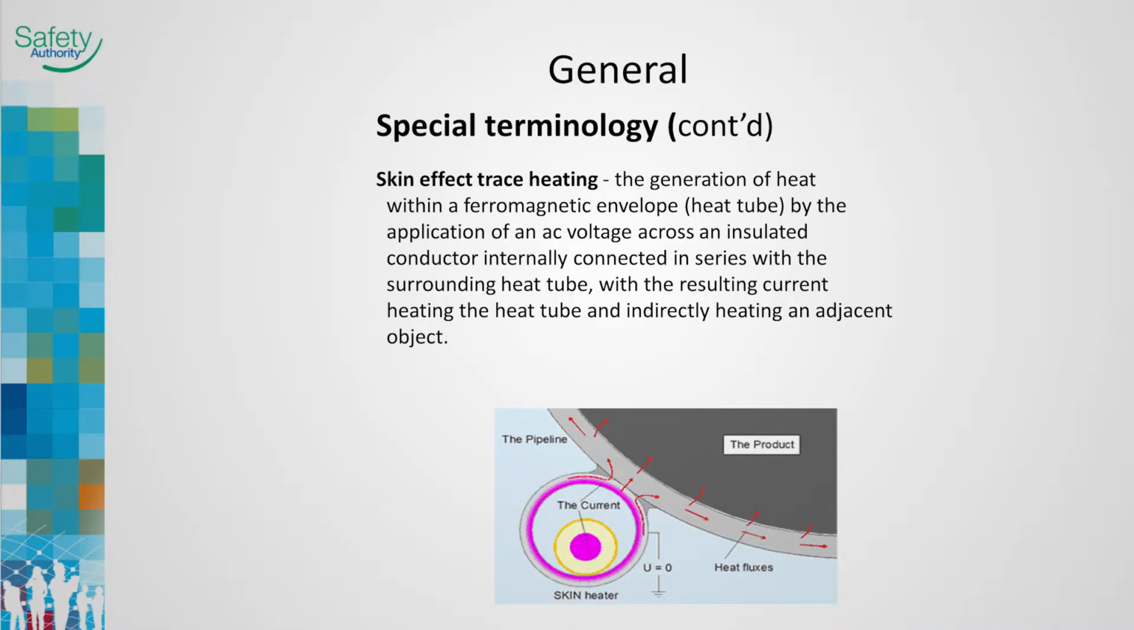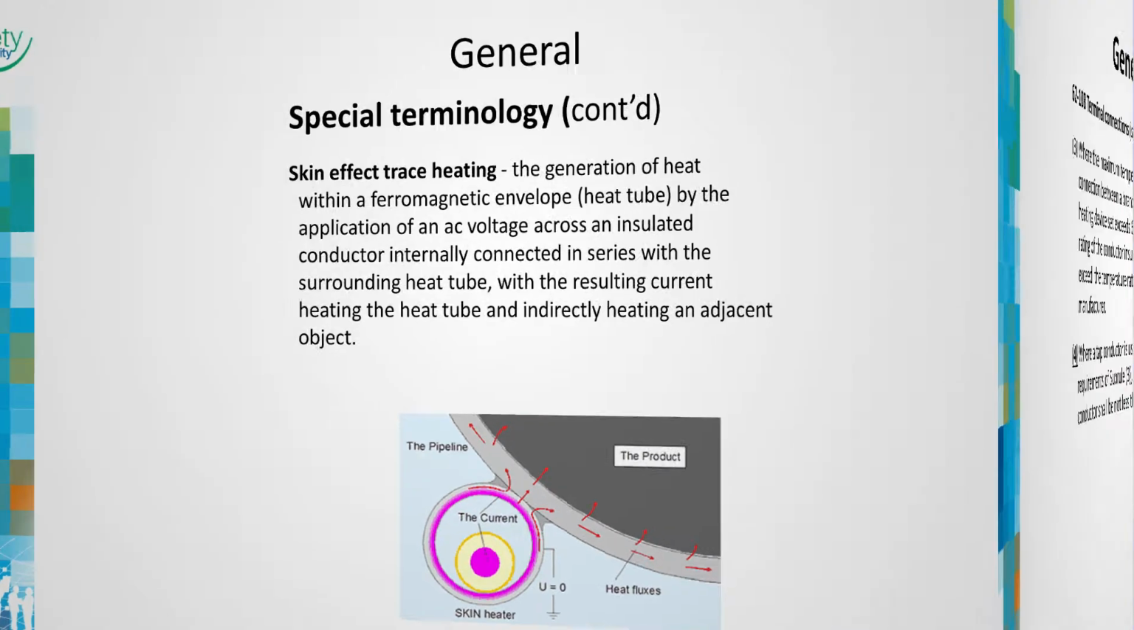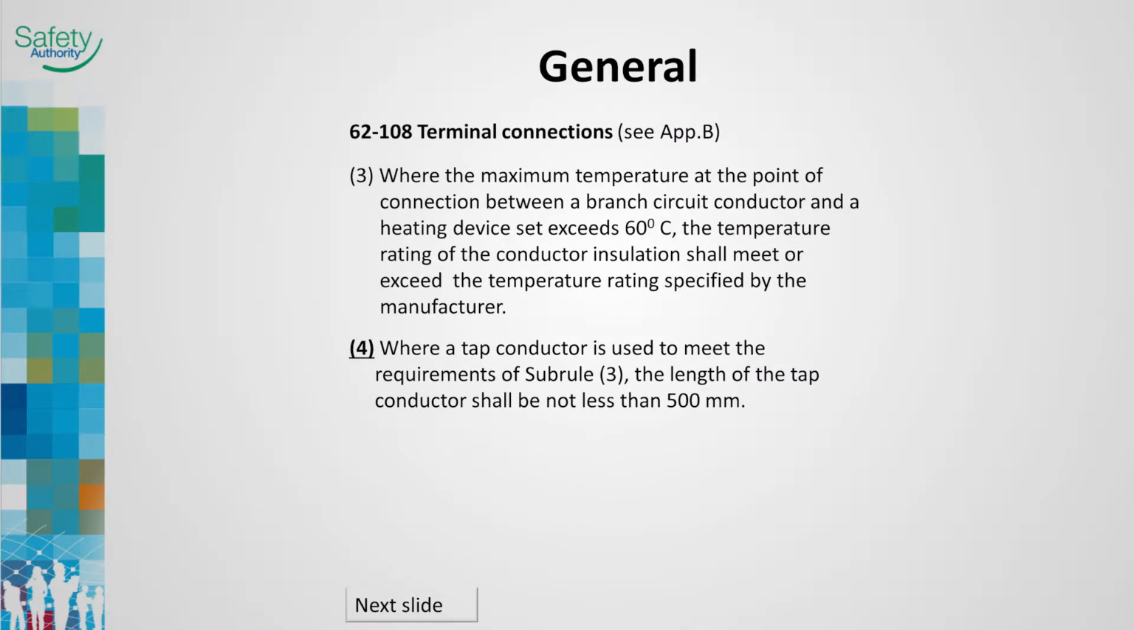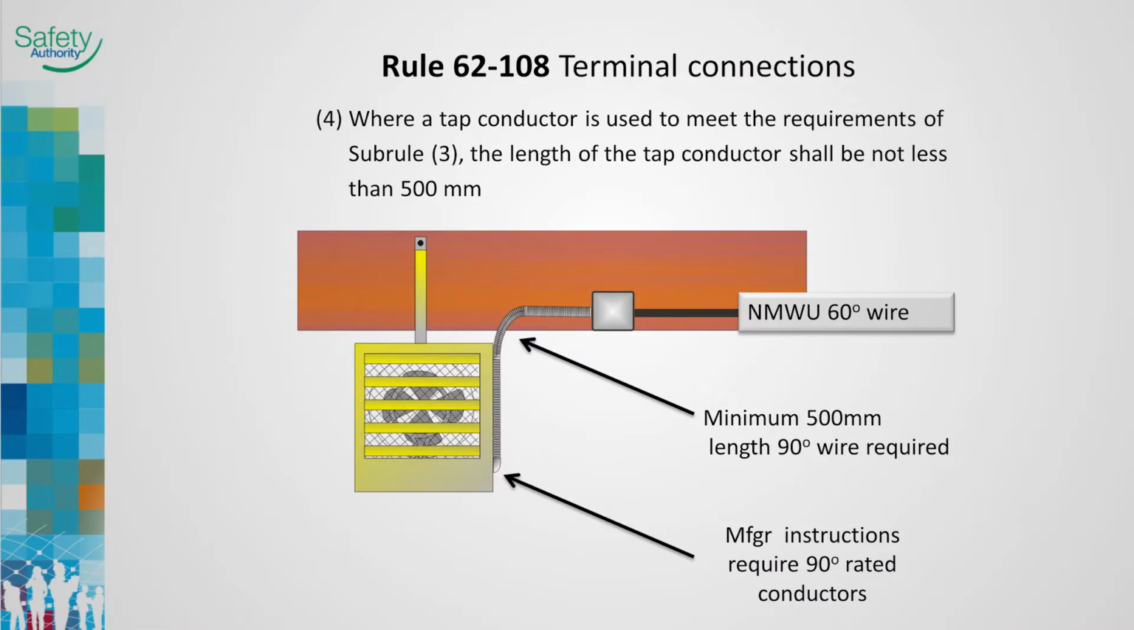These definitions have either been relocated from other sections of the code, for example, bare element water heater, or are new definitions. Subrule 4 is new and describes the minimum acceptable length of a tap conductor required. Some heating devices generate enough internal heat to raise the temperature at their terminal connections above 60 degrees Celsius. The manufacturer is required to provide this information and list the minimum insulation rating of a conductor which may be used as a tap conductor between the terminal connections and the branch circuit conductors.